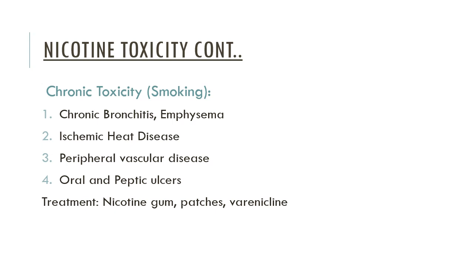Chronic toxicity: many people smoke for years, which may result in chronic bronchitis, emphysema, and ischemic heart disease, which is very common because of excessive smoking at a young age. It is very disturbing at present because of heavy smoking by youngsters, so heart problems are there even at the age of 25 to 35. In the periphery, blood vessels constrict, causing peripheral vascular disease. Peptic ulcers or oral ulcers are precipitated. To tackle this chronic toxicity, you give nicotine gum, patches, or varenicline.